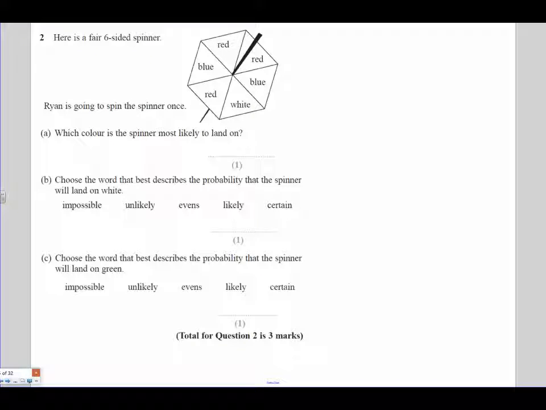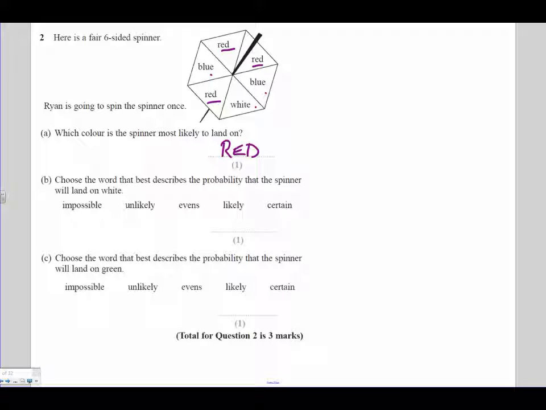Question 2. Here is a fair 6-sided spinner. Ryan is going to spin the spinner once. Which colour is the spinner most likely to land on? Well, the most likely one is the one that we have most of. So we have 1, 2, 3 red, 2 blue, and 1 white. So the most likely colour is red.